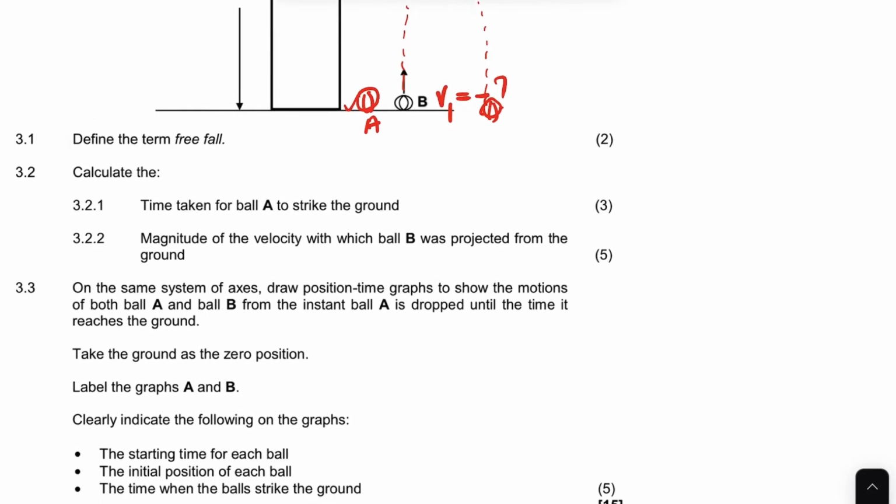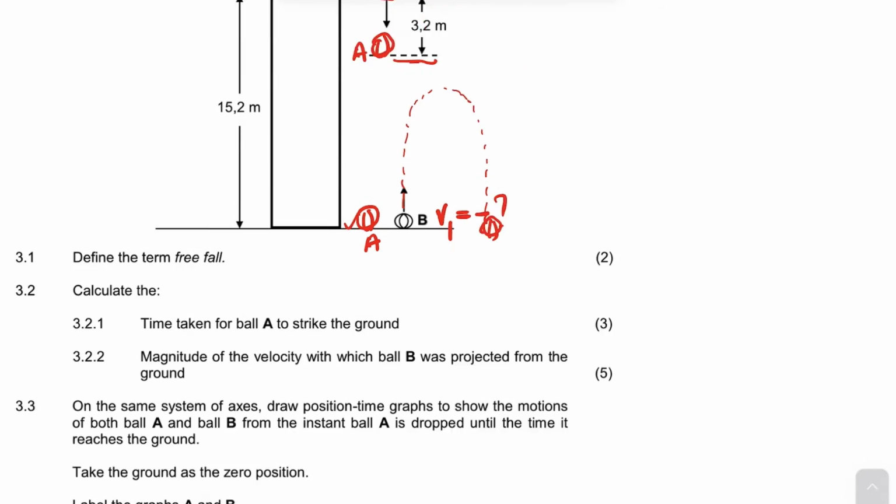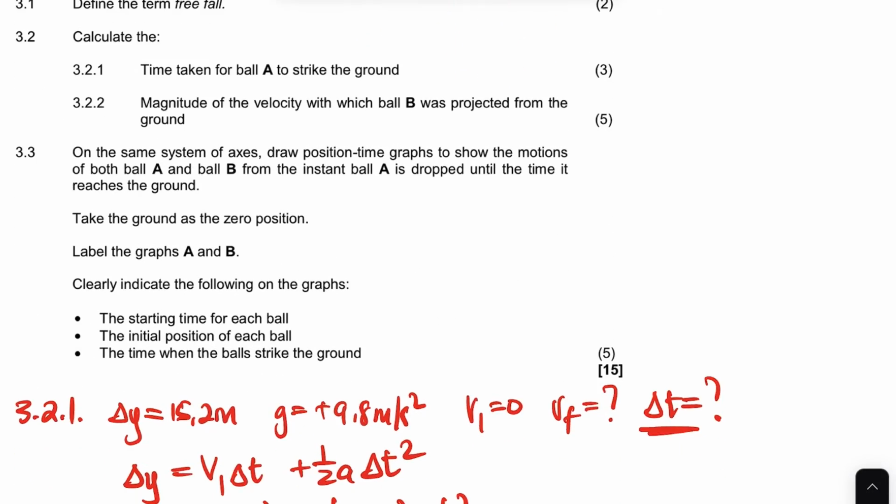Now, don't be mistaken when they say after a while the two balls strike the ground at the same time. If ball A has taken 1.76 seconds to reach the ground, it doesn't mean ball B has taken the same time just because they reached the ground at the same time. Ball B was thrown vertically upwards after ball A had traveled 3.2 meters.